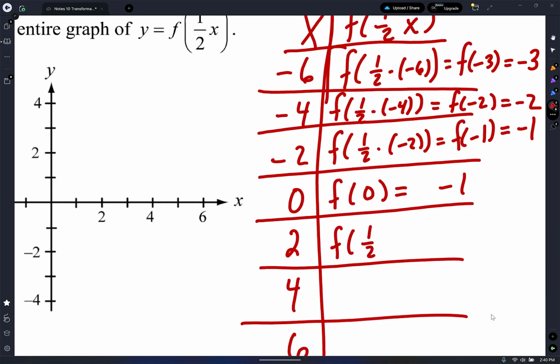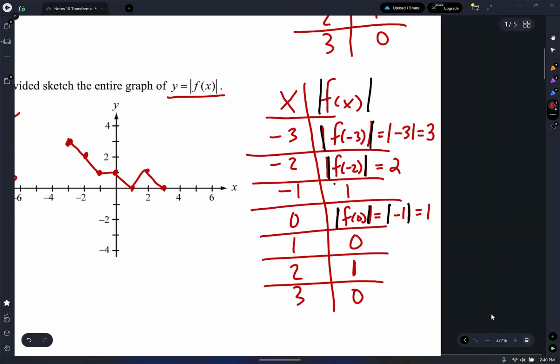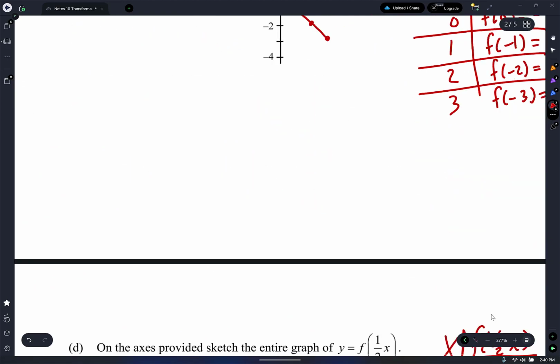f of 1/2 times 2. What's half of 2? Half of 2 is 1. What's f of 1? Was it 0? I can't remember. f of 1 was 0. Good job.